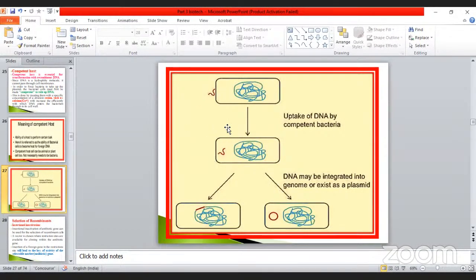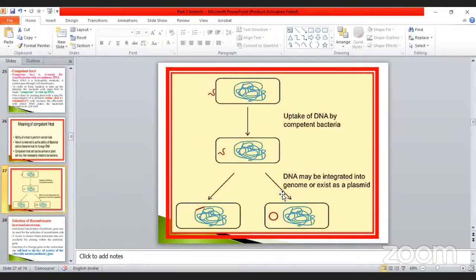After treating with calcium, what happened? The uptake of DNA by competent bacteria occurs; it may enter like this and go inside. After the entry, the outcome may split into two categories. In the first, it is incorporated with the DNA of the host. It can be incorporated at a specific site anywhere. This is one methodology.